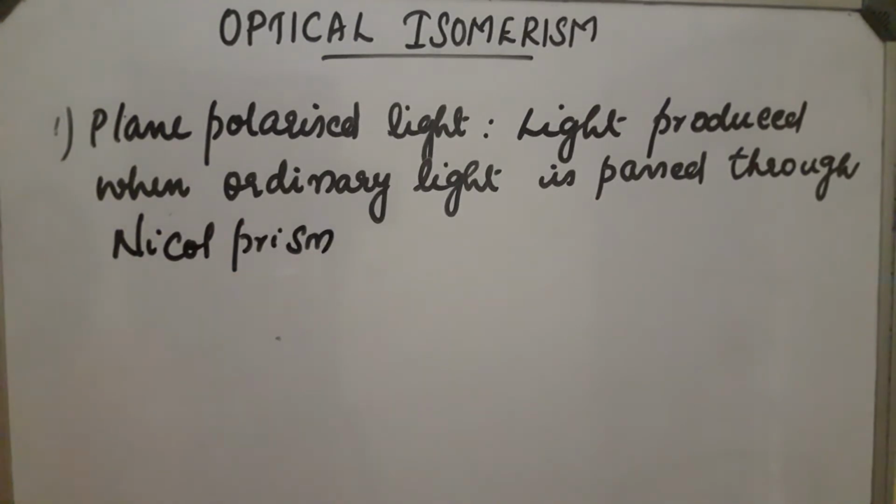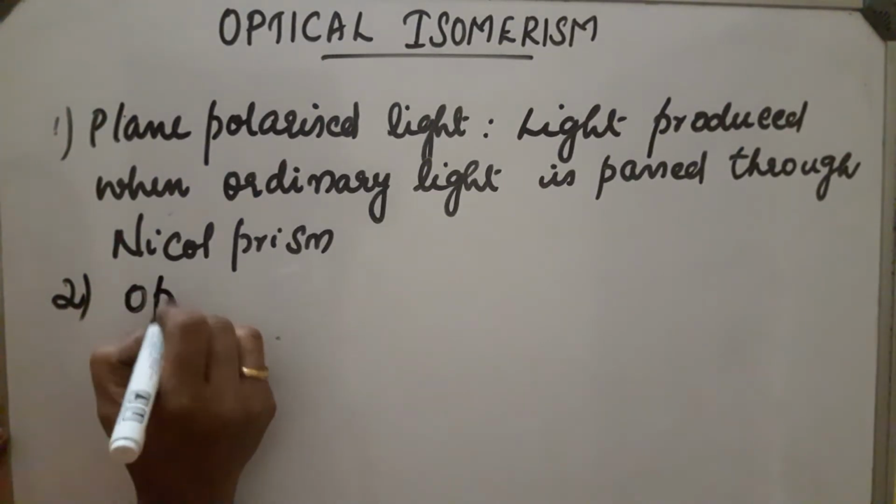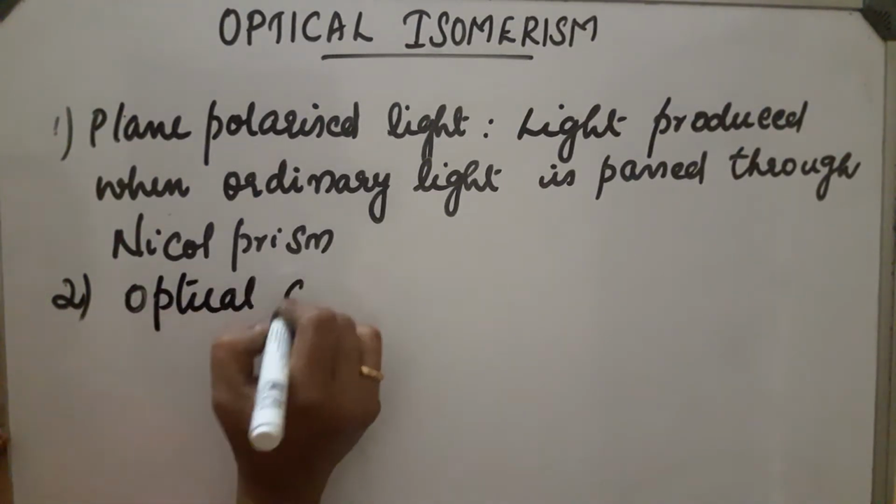Now, when a solution of certain compounds is placed in the path of the plane polarized light, this light will rotate either to the left or to the right. This process is known as optical activity.